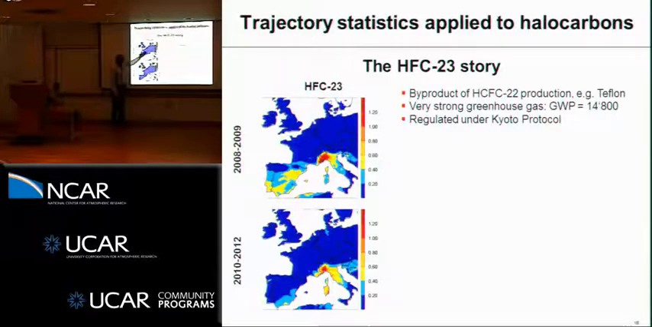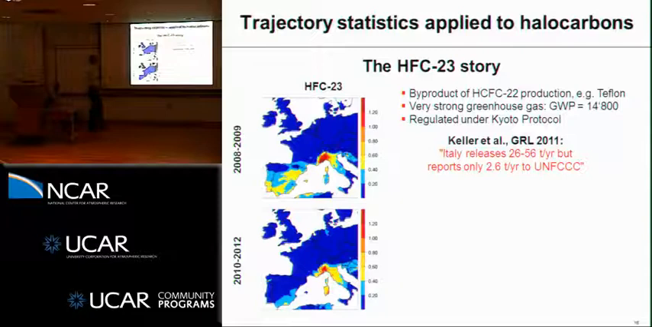And this is the map that we see in these both periods. We see strong sources here over northern Italy. And we know that there's a factory producing Teflon. Well, okay, first we made an analysis based on an inversion study published in 2011. We estimated that Italy releases 26 to 56 tons per year of this compound, but Italy reports to UNFCCC only less than 10% of that, 2.6 tons per year.